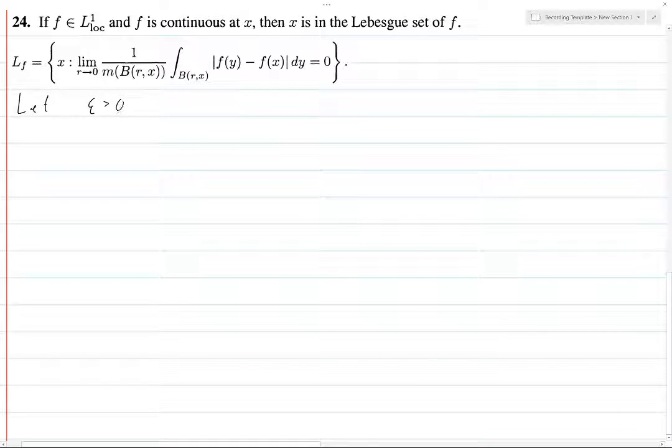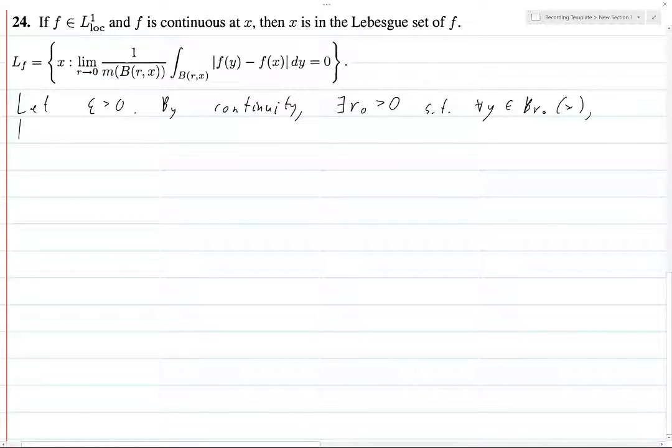So let epsilon be greater than 0. By continuity, there exists an r_0 greater than 0 such that for all y in B_{r_0}(x), we have |f(y) - f(x)| is less than epsilon. That's just the definition of continuity. So then for all r between 0 and this fixed r_0, we have what?